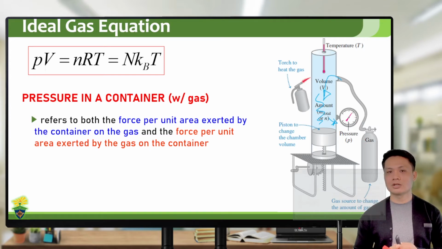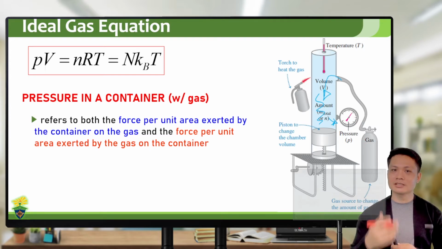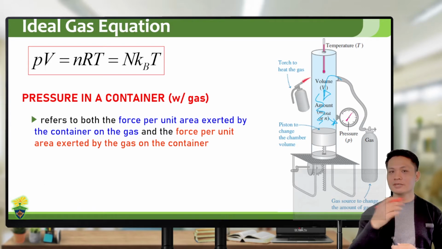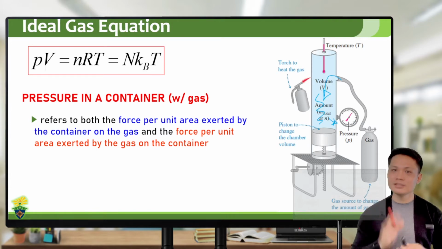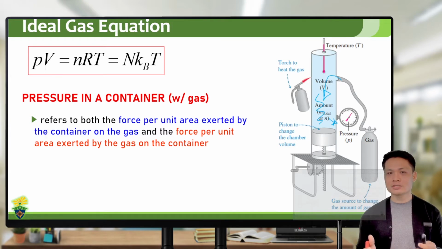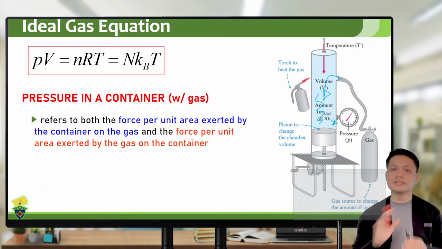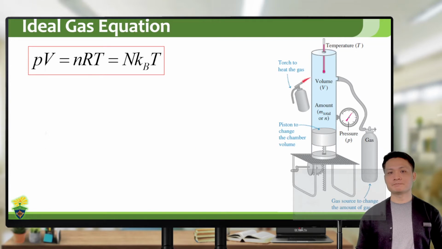against the wall. And by Newton's third law, we know that there should be a reaction to that force introduced by the particles. And that is why we have another force which is introduced by the walls or the inner walls of the container against the particles which are hitting the walls. So we have this force per unit area exerted by the container on the gas inside, and of course we have the force per unit area exerted by these gases on the walls of the container.